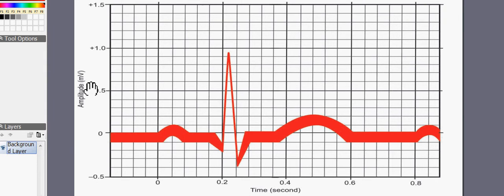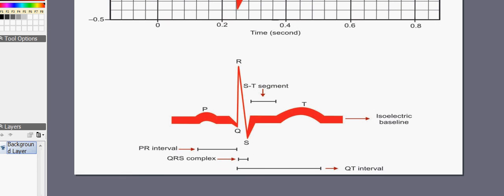So for 5 boxes it is 0.2 seconds. For example, from 0 to 0.2 it shows 0.2 seconds, that is 0.20 seconds to be accurate. So one tiny box shows 0.04 seconds, so a total of 5 shows 0.20 seconds. And on the y-axis we have amplitude, and one tiny box in the amplitude shows 0.1 millivolt. So 5 boxes show 0.5 millivolt, so 0 to 0.5 millivolt. So this is how the graph is prepared for ECG.